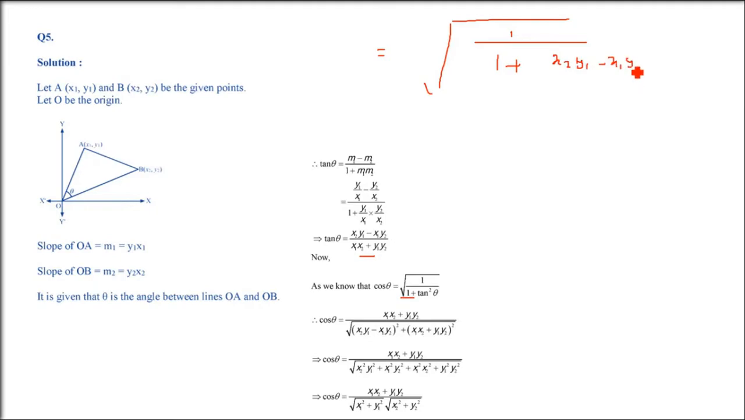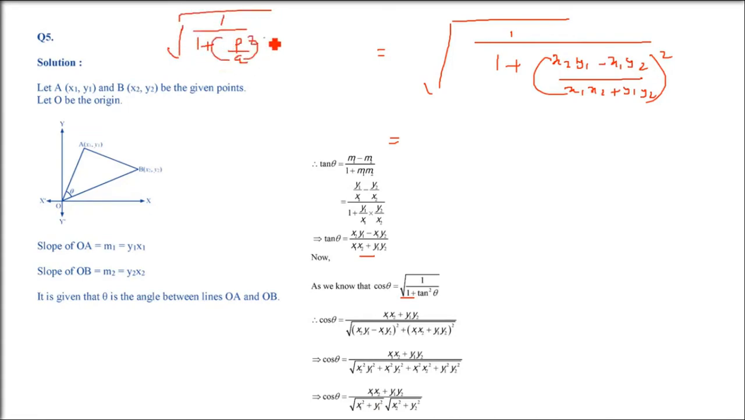So I am writing this tan square theta: (x2 y1 minus x1 y2) whole square, over (x1 x2 plus y1 y2) whole square. Now if I say 1 by 1 plus some p by q whole square, what are you going to get? You are going to get q square plus p square, with q square going up. So it's q by under root q square plus p square. That is exactly what I am going to write here.